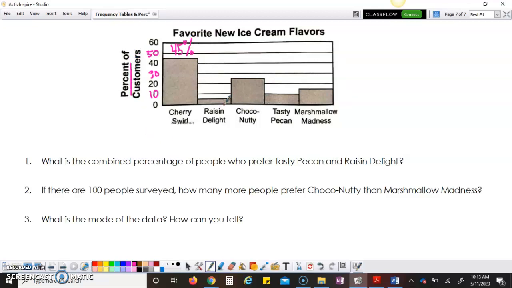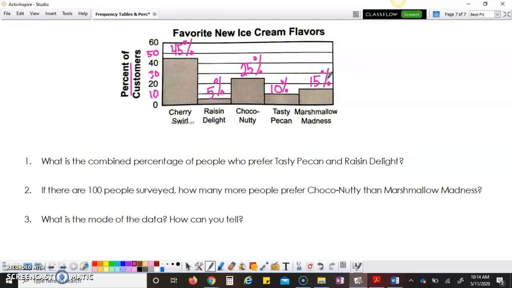Okay, we've got Raisin Delight. It does not go to 10. So it looks like it's between 0 and 10. So we're going to go 5% on that. Choco Nutty goes past the 20, but not to the 30s. So 25%. And Tasty Pecan goes exactly to 10%. And Marshmallow Madness, sounds delicious, would be 15%.